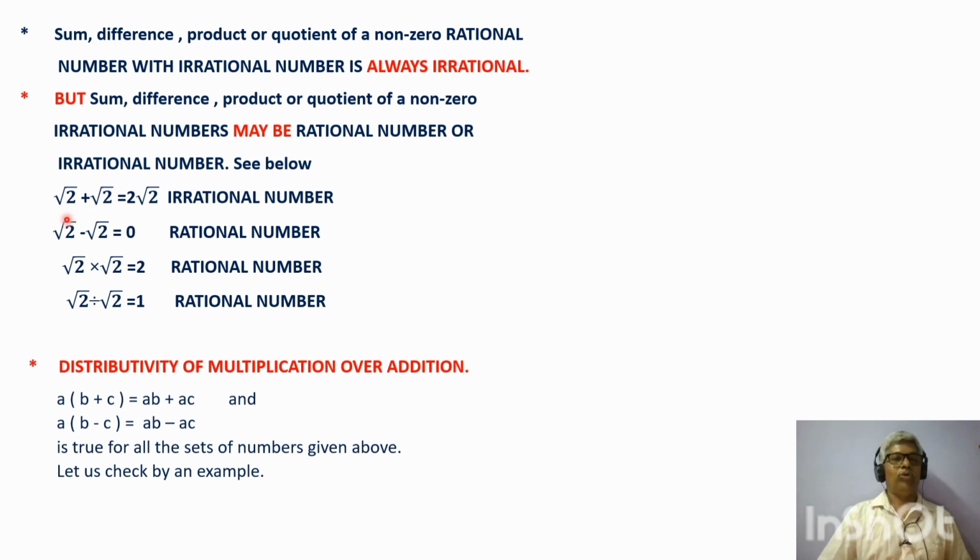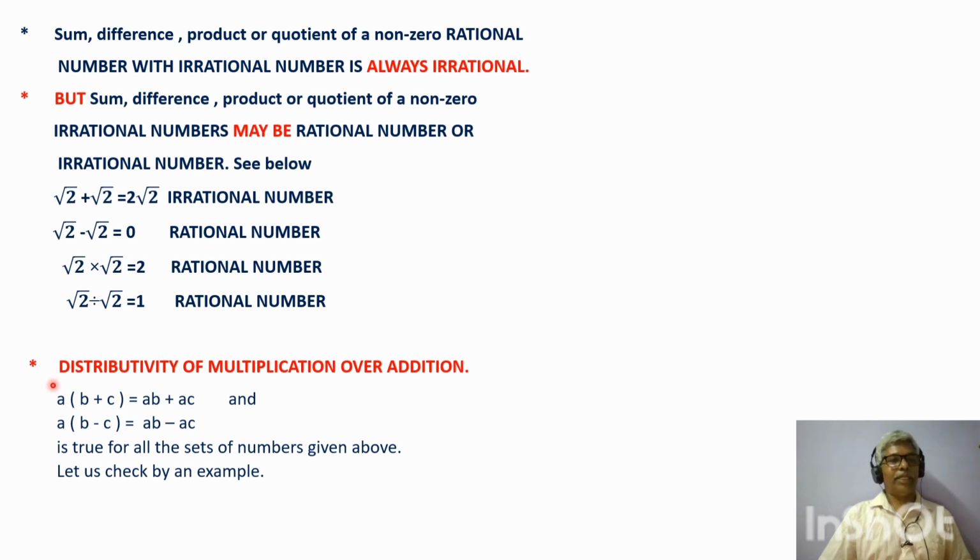See below. Root 2 is an irrational number. So root 2 plus root 2 is equal to 2 root 2, which is an irrational number. But root 2 minus root 2 is 0, which is a rational number. Root 2 into root 2 is equal to 2, a rational number. And root 2 divided by root 2 is equal to 1, again a rational number.